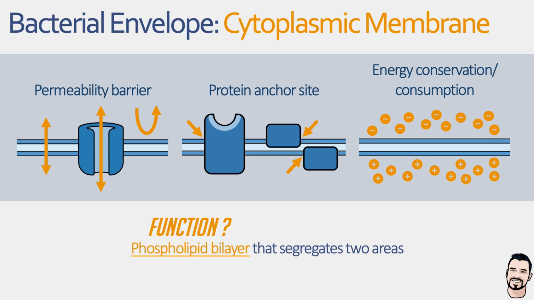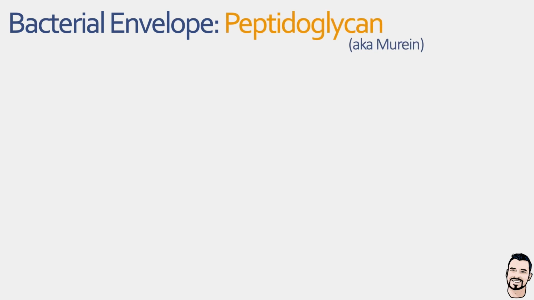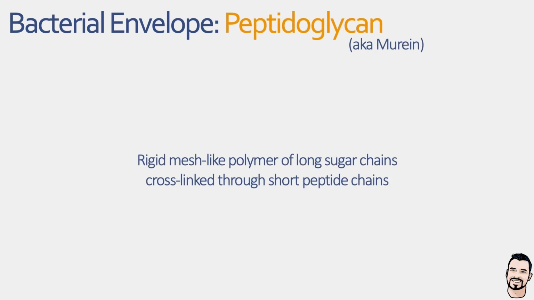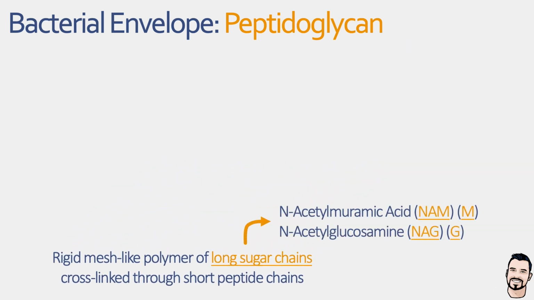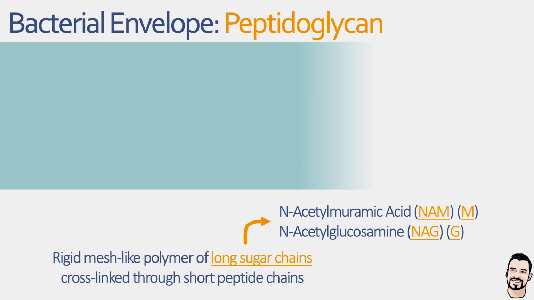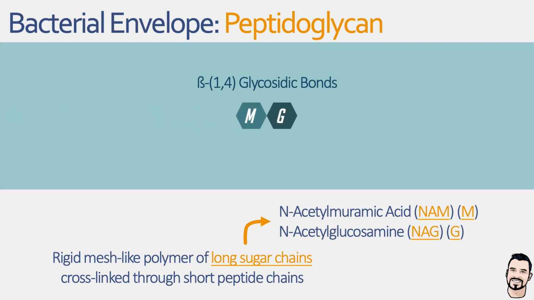Whilst the cytoplasmic membrane is relatively fluid, surrounding it is a much more rigid structure known as peptidoglycan. Peptidoglycan is a rigid mesh polymer of long-chain carbohydrates that are linked together through short peptide chains, which is quite a lot to process, so let's break this down. First is the sugar backbone. Peptidoglycan contains thousands of long sugar chains which are formed from two very specific sugars, N-acetylmuramic acid and N-acetylglucosamine.